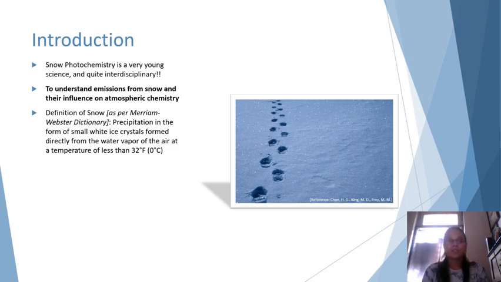As per Merriam-Webster dictionary, snow is defined to be a precipitation in the form of small white ice crystals that are formed directly from the water vapor of the air at a temperature of less than 32 degrees Fahrenheit or 0 degrees Celsius. In general, snow, ice, or ice cores are believed to be high-octane archives detailing the Earth's atmospheric chemical composition and climate change over time. They hold the capability to delineate other aspects of atmospheric chemistry, for example, changes in chemical composition in certain atmospheric species like oxides of nitrogen.